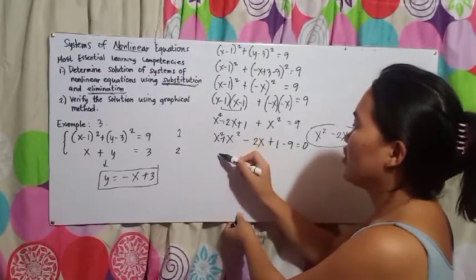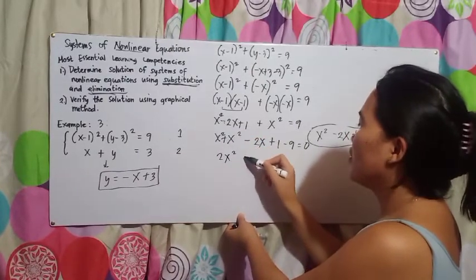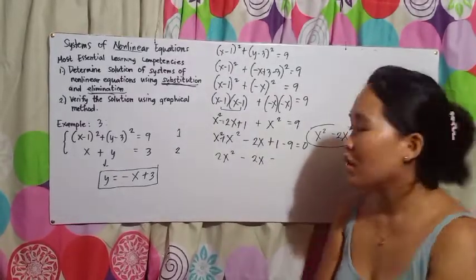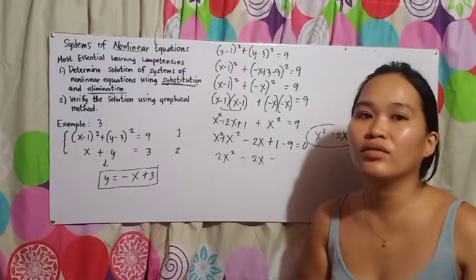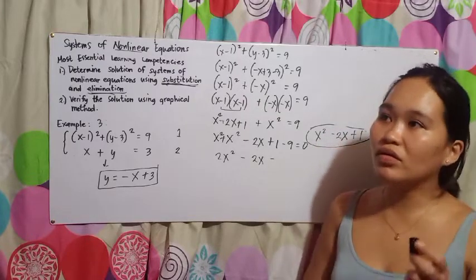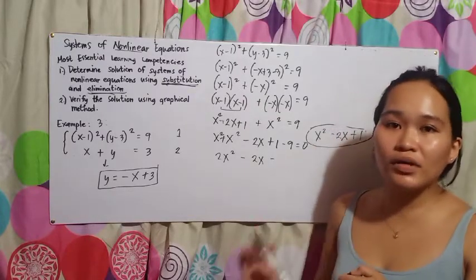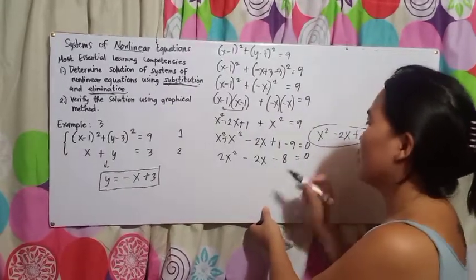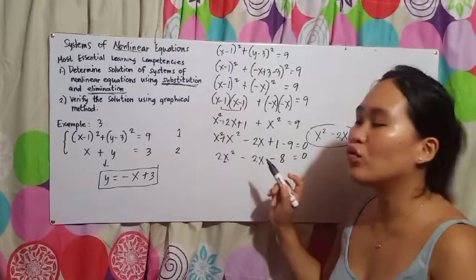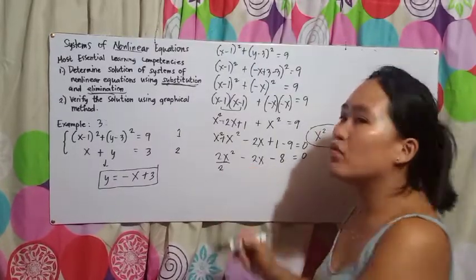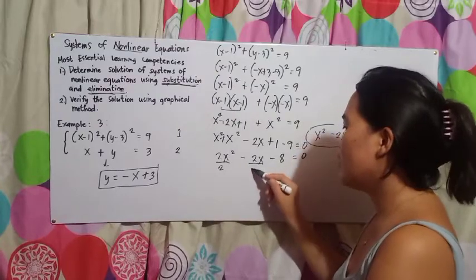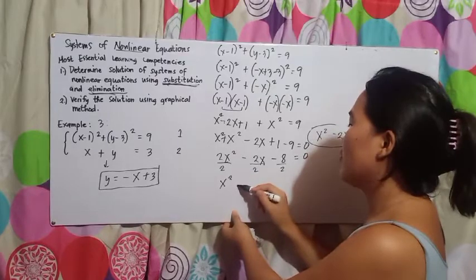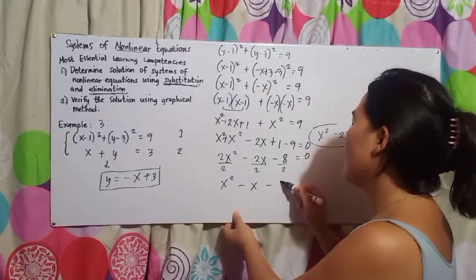So, plus, we get 2x squared, minus 2x, minus, so positive 1 minus 9. They have unlike signs, so we subtract. Then we use the sign of the bigger number, so negative 8. Since they are divisible by 2, to get the simplest form, we divide, so x squared minus x minus 4.